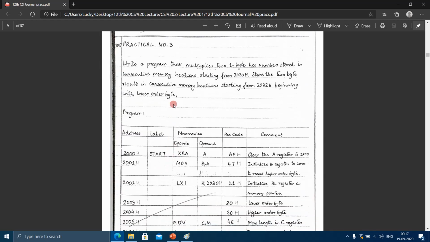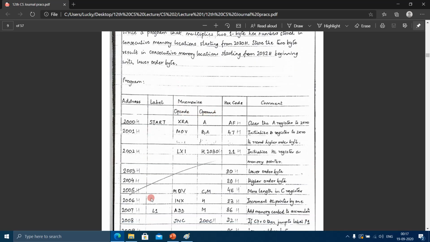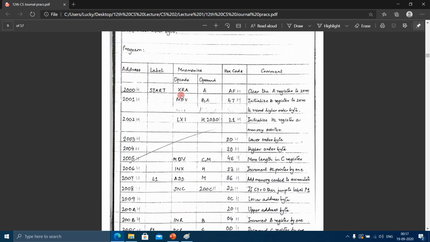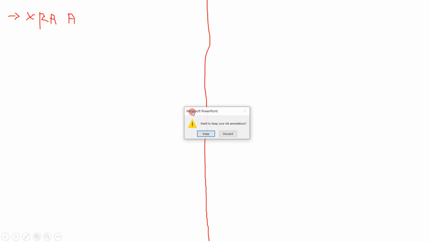Now let's see how the program is written. We had discussed the XRA A instruction, exclusive OR. In the logical instructions group, we had learned the XRA A instruction. XRA A is used to XOR the contents of the accumulator with the accumulator itself.